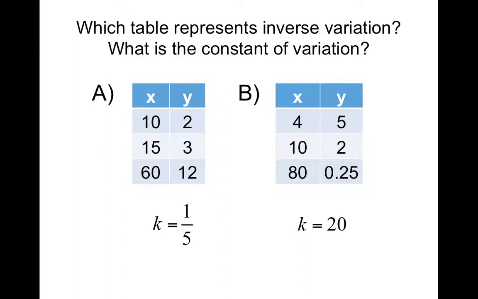Look at the two tables carefully. Which table represents inverse variation with the associated constant of variation? Table B represents inverse variation. When you multiply the x and y, it always comes out to be the same thing. The constant of variation is 20. In Table A, you always get the same thing when you divide the two numbers. Y divided by x in each case is 1/5. Table A would represent direct variation.